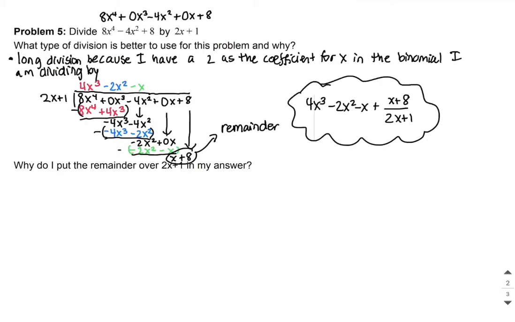So the reason why I put the remainder over 2x plus 1 in my answer is because x plus 8 is what I have left over to still divide by 2x plus 1.